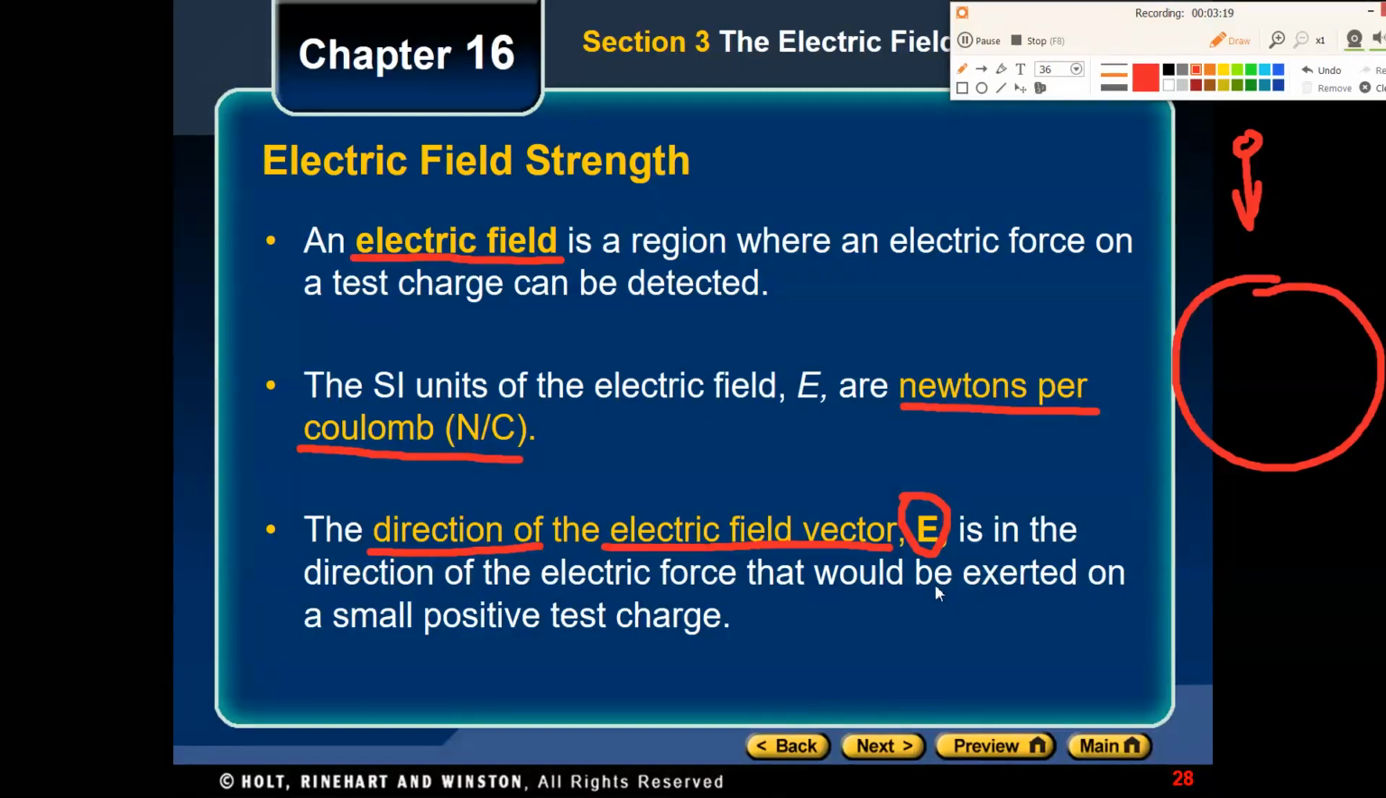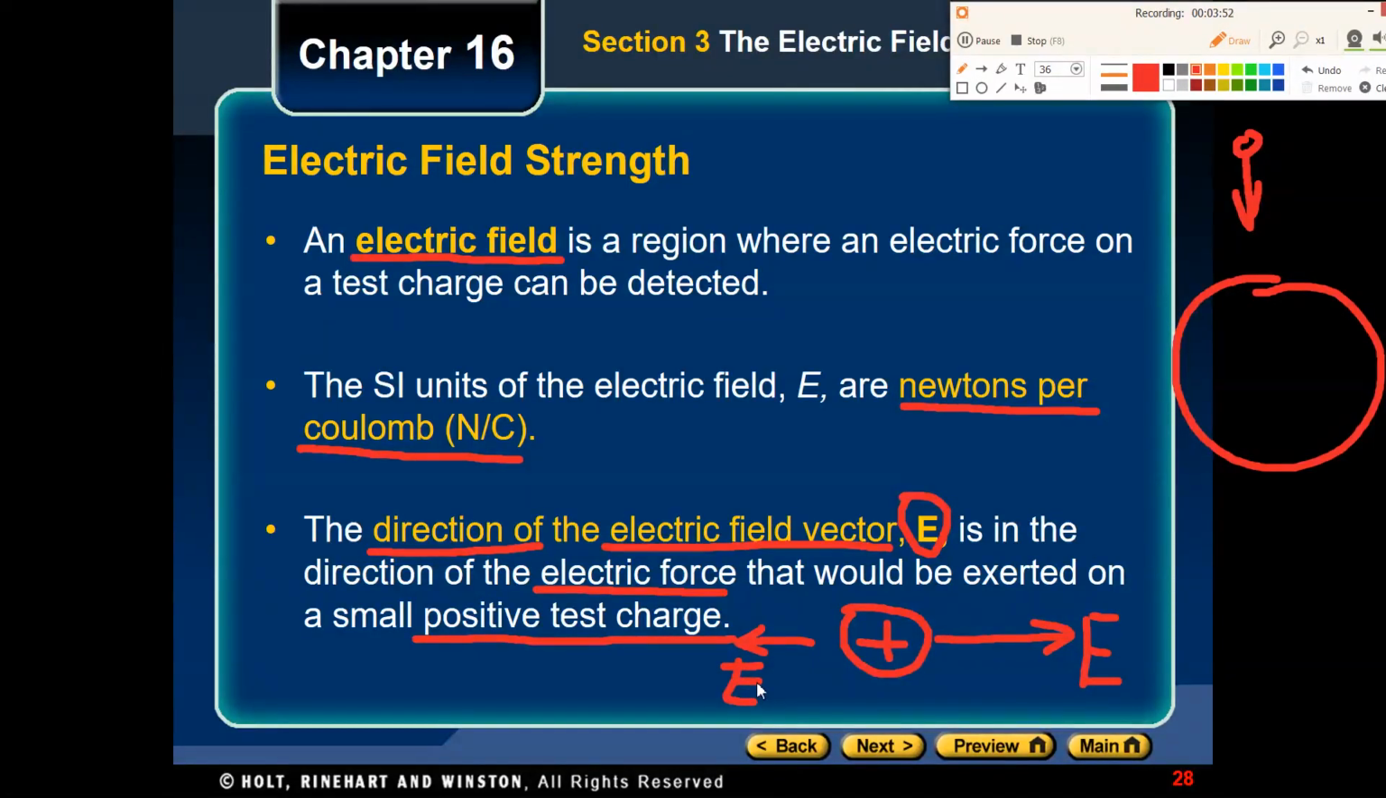The direction is the force exerted on a positive charge. So if I have a positive charge, the direction of the electric field could be this way, could be that way, whatever. The direction is always defined by the force on the positive charge. On the next slide, I will explain in detail.